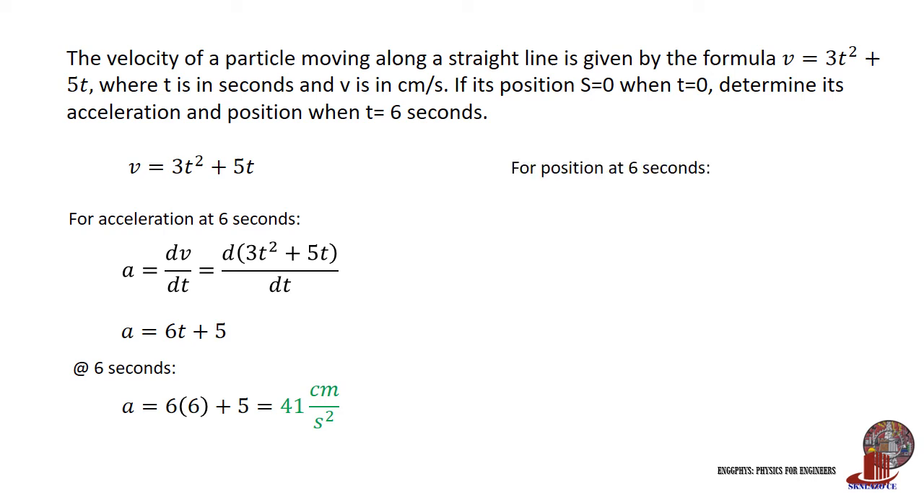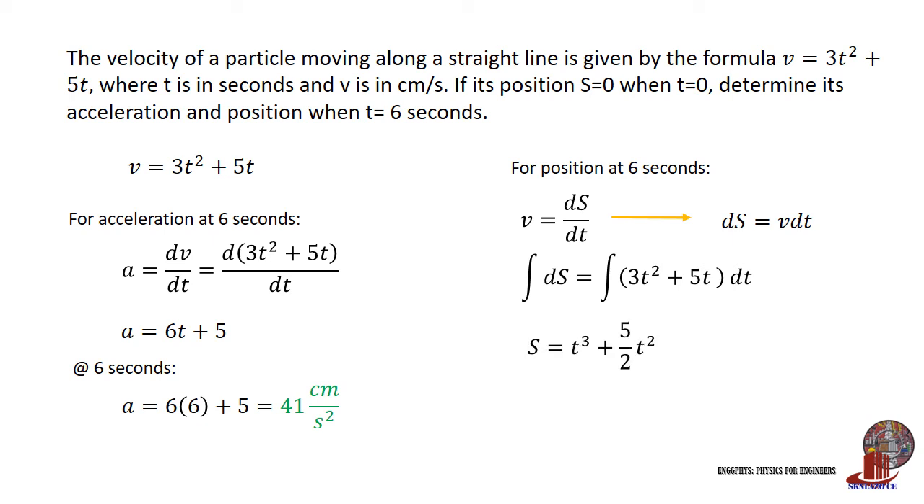For the next requirement of position, recall that velocity is just ds over dt. So we can extract s by eliminating the differential symbol, or that would be integrating the whole equation. So we integrate ds is equal to the integral of 3t squared plus 5t dt. If we simplify, s is equal to t cubed plus 5/2 of t squared. And plug in the value of t, which is 6 seconds, to have the position of 306 centimeters.